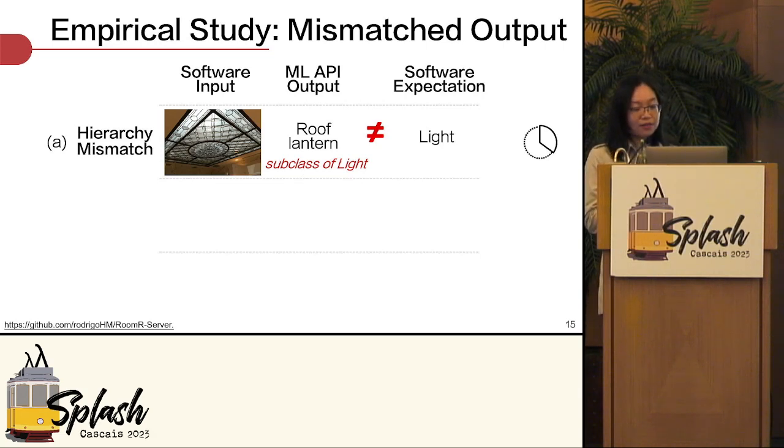We know that real-world entities have hierarchical relationships. For example, one is a subclass or a component of the other. One object can often be correctly described by multiple labels at different levels of hierarchy. However, a software application may only be coded to recognize one of these labels, causing this hierarchy mismatch. Here we show an example about roof, lantern, and light.